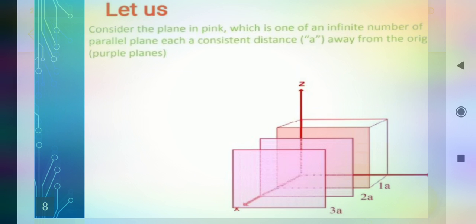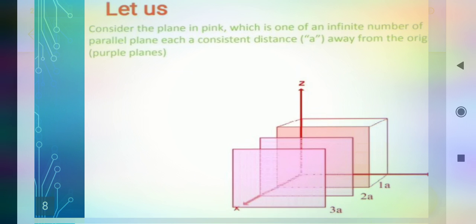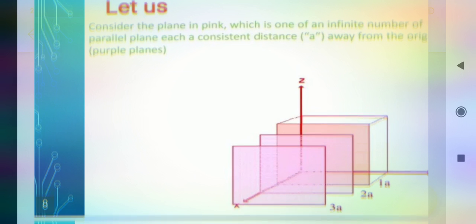So here the pink one, there are a number of planes, but each plane is separated by a constant distance, that is small a, away from the origin. Where is the origin? The purple one is the origin. From the origin it is away. There are so many planes in pink color, and the pink ones are separated by a distance a.